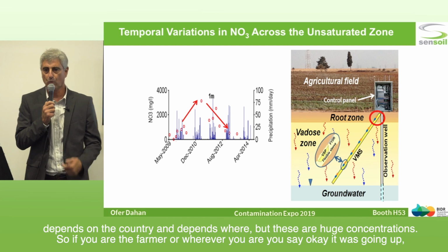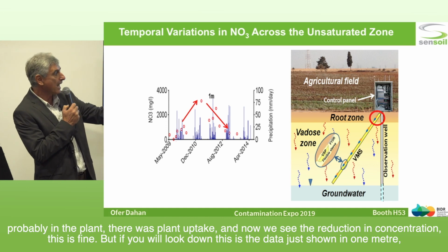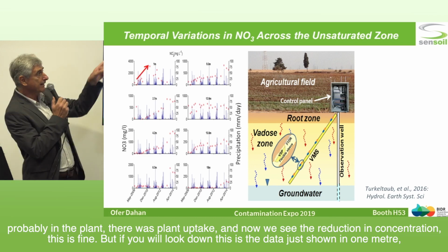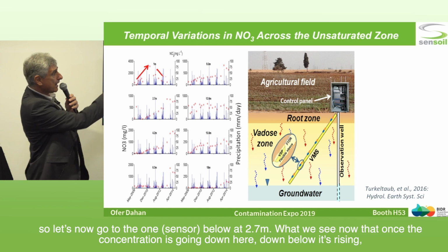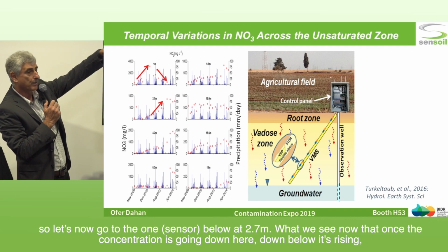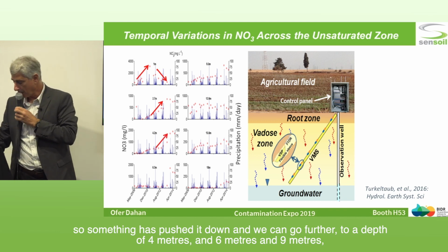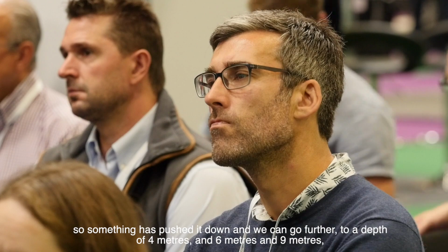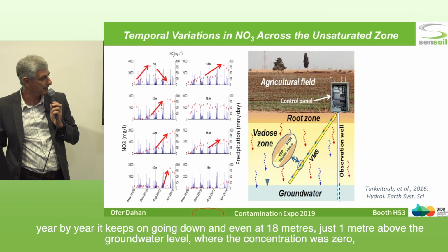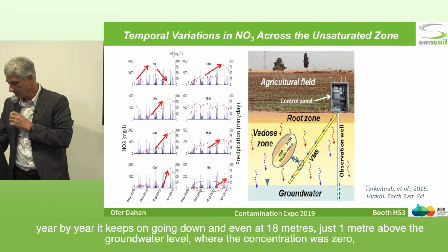So if you are the farmer, you say, okay, it was going up, probably there was plant uptake, and now we see the reduction in concentration. This is fine. But if you look down, this is the data I just showed at 1 meter. Let's now go to the one below at 2.7. What we see is that once concentration is going down here, down below it's rising. So something has pushed it down, and we can go further to depths of 4 meters, 6 meters and 9 meters. Year by year, it keeps on going down, and even at 18 meters, just 1 meter above the groundwater level, where concentration was 0, it started to rise.